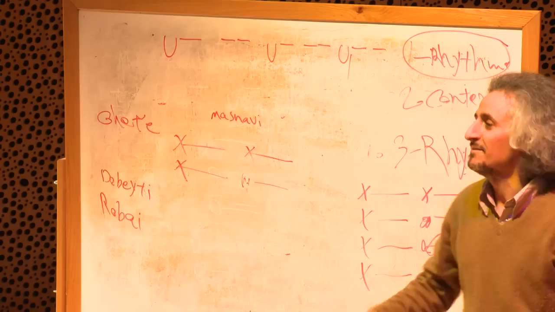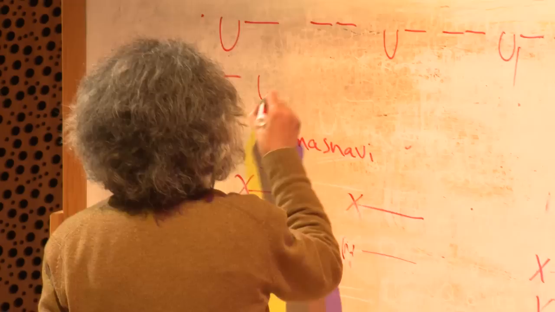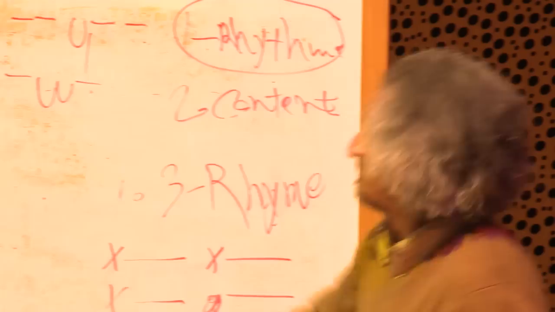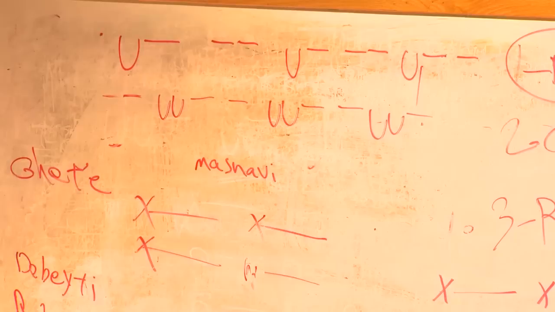Let's draw it. تم تم تا تا تم تم تا تا تم تم تا تا تم. This is رباعی. تم تم تا تا تم تم تا تا تم تم تا تا تم. And you can read it like this.